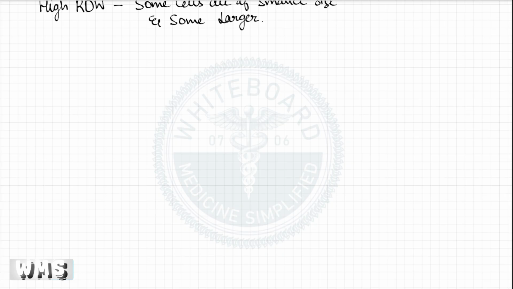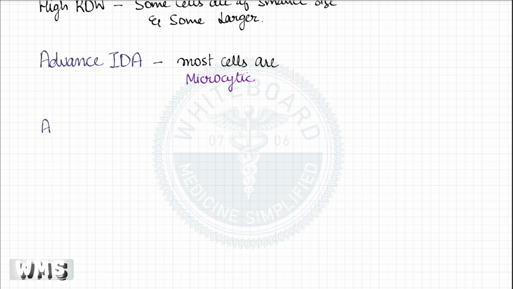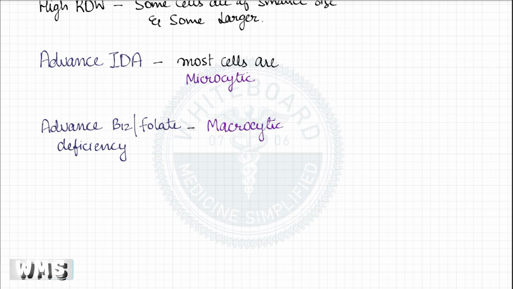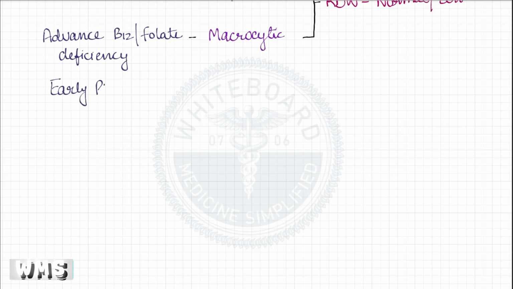Now pay attention to this point. In advanced iron deficiency anemia, most RBCs become uniformly microcytic, that is, of small size. And in advanced B12 or folate deficiency, most RBCs become uniformly macrocytic, that is, of large size. Because the cells are all similarly small or all similarly large, the RDW may be normal or low in these late stages. But in the early phase of both conditions, the picture is mixed.